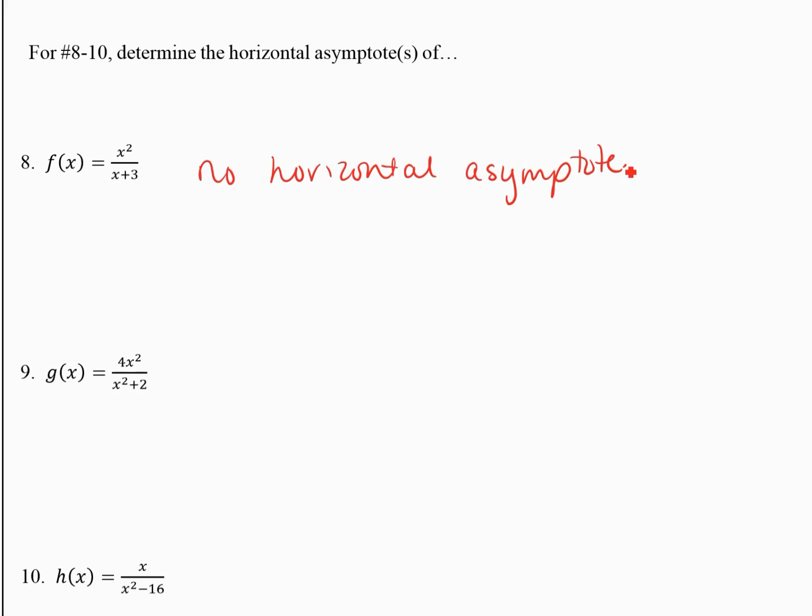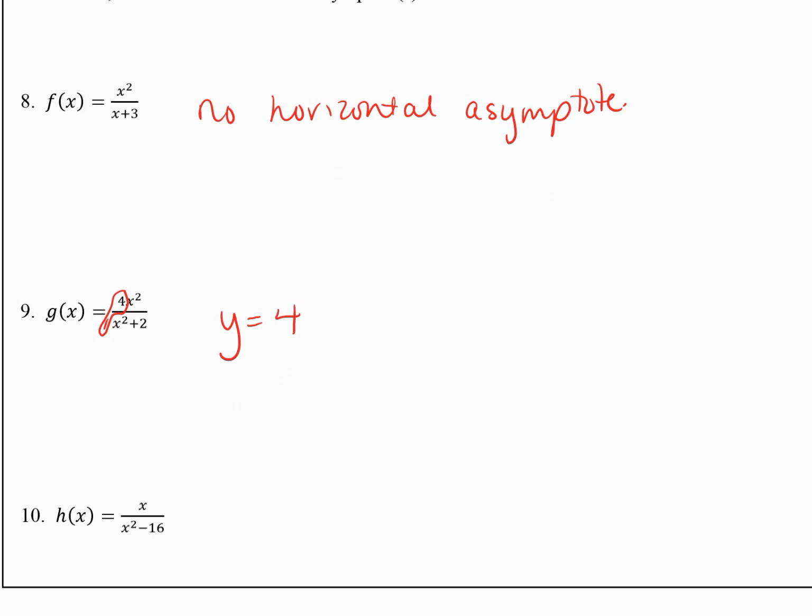Number 9, g of x, we have 4x squared over x squared plus 2. The degrees are the same, so we just take the coefficients, which would be 4 over 1, so we would just have y equals 4. And for number 10, we have h of x equals x over x squared minus 16. The degree of the numerator is smaller than the degree of the denominator, so we get y equals 0.